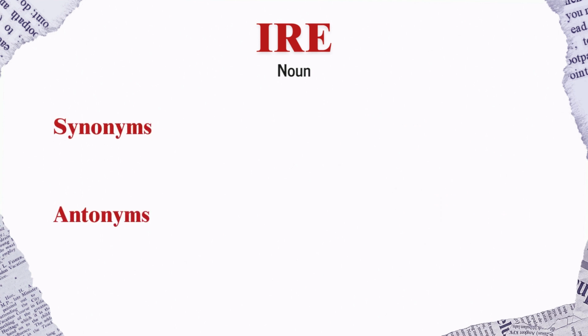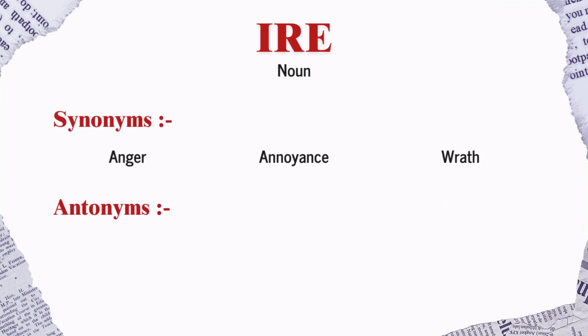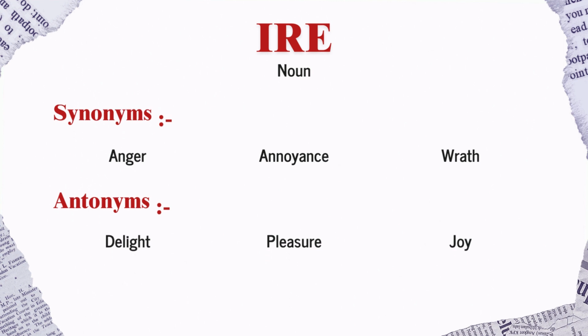Synonyms for ire include anger, annoyance, and wrath. On the other hand, words with opposite meanings or antonyms include delight, pleasure, and joy. Ensure you pronounce the word ire clearly.